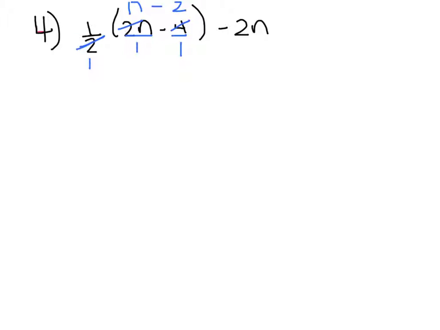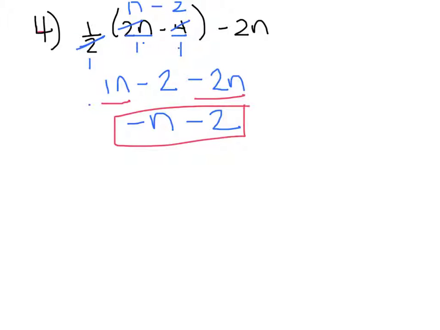So now it is time to multiply 1 times n, 1n. 1 times minus 2, minus 2. And since 1 times 1 is 1 and 1 times 1 is 1, we only put the other number down. Okay, in this case, I'm going to subtract a positive and a negative, and that will give us minus n minus 2. That's my final answer.